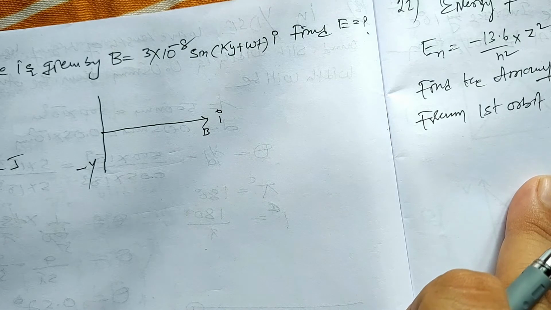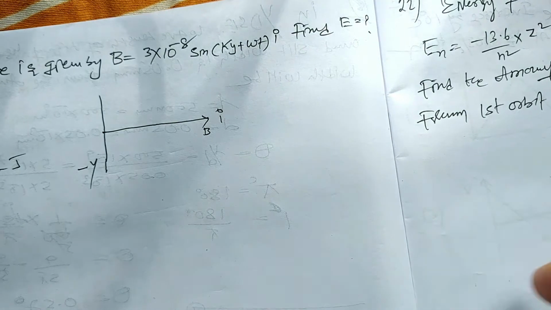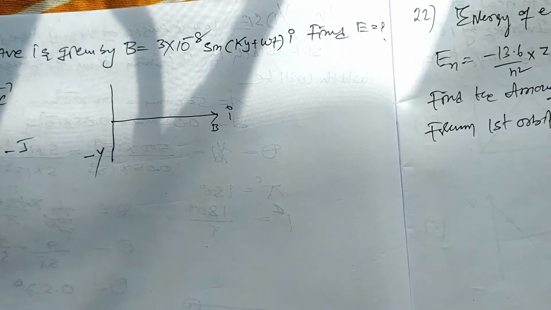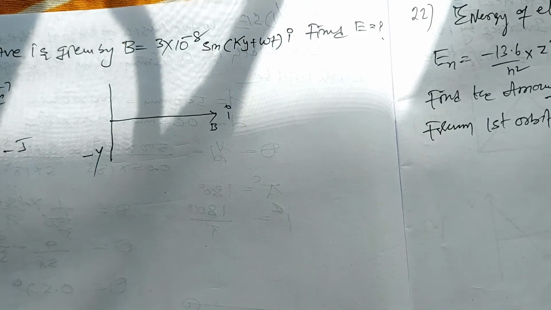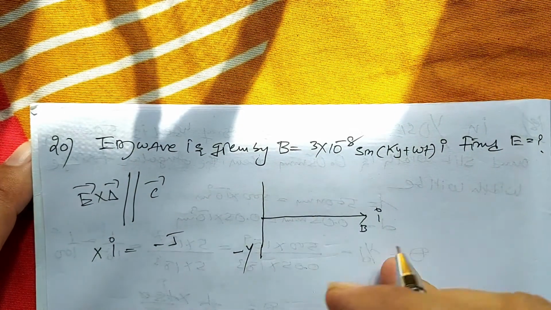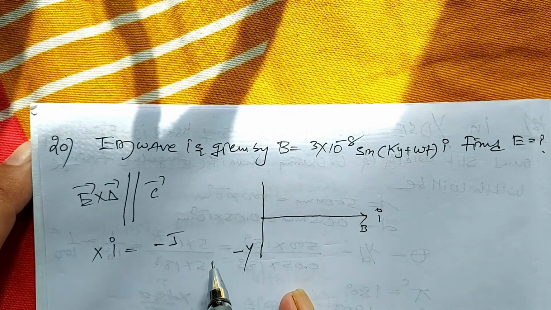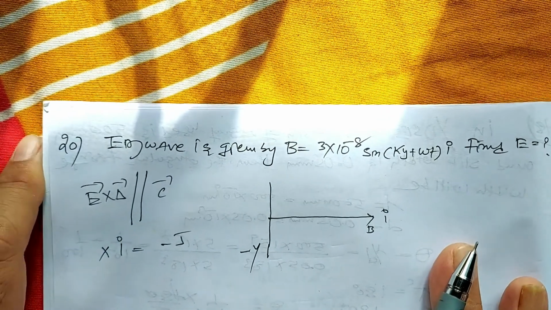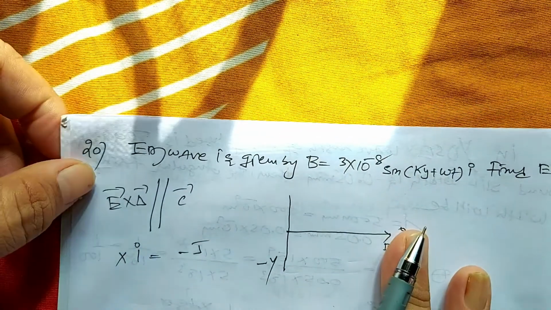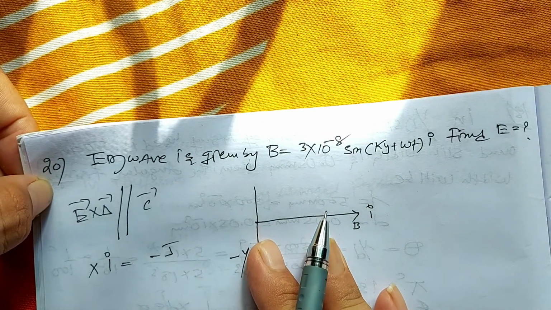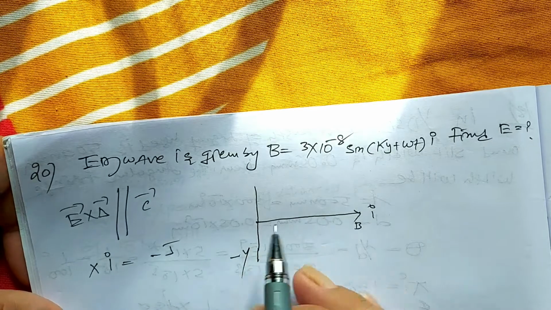The direction of propagation of EM wave is in the direction of E bar cross B bar. So here the direction of propagation of electromagnetic wave is along the direction of E bar cross B bar. Right. And that electromagnetic wave direction is both perpendicular to E bar and B bar.